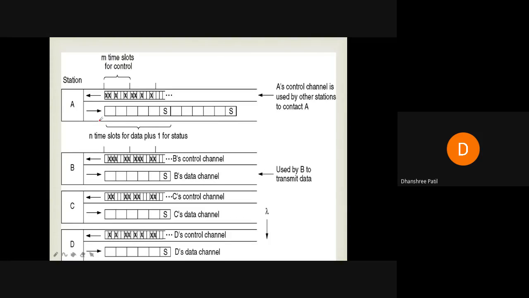Correct? प्रत्येक स्टेशनला काय आहे तर two channels आहेत. Every station is having two channels. One channel will act as a control channel. Okay, so you can see here A's control channel, B's control channel, C's and D's control channel.